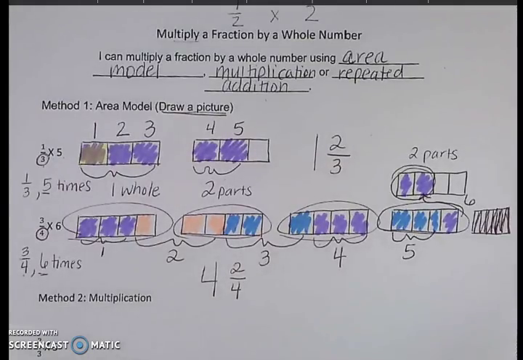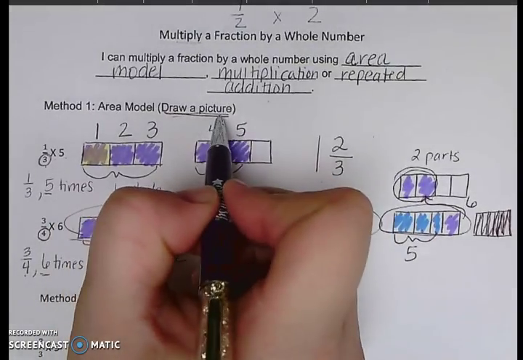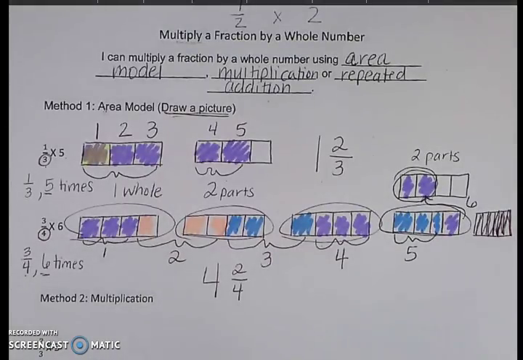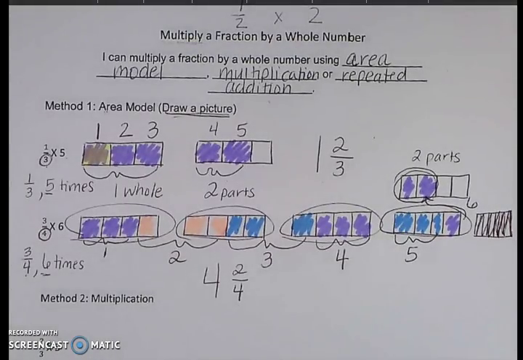So this is the first way to multiply a fraction by a whole number, and that's by drawing a picture, also known as the area model. So think about if you like this way the best, and we'll see 2 more next.